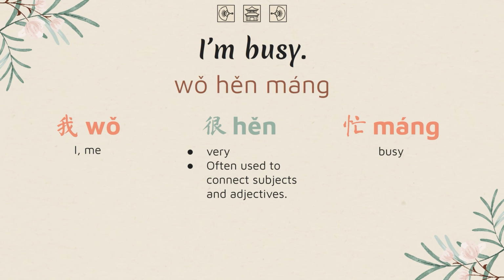Notice the final of this pinyin 忙 has 3 letters, A, N and G. So with NG as the ending, you produce a nasal sound at the back of your nose. So it's mang, mang. Very good. 我很忙 means I'm busy.